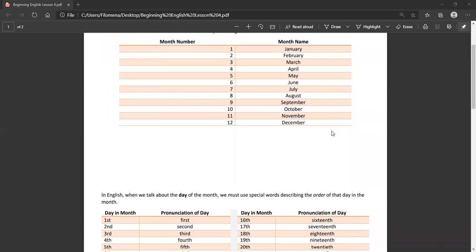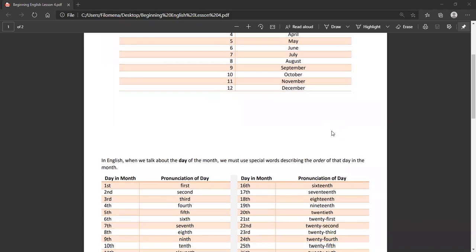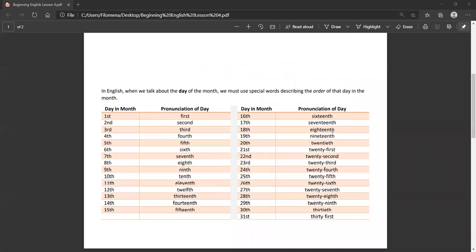Okay, so when we talk in English about the day of the month, we have to use a special word to describe the order of that day in the month. So the month in a date comes first, the day comes next. Now, in some languages, we just use the regular counting number. We say January 25 or April 15. You cannot say that in English. You need to use this special number, which is called the ordinal number.